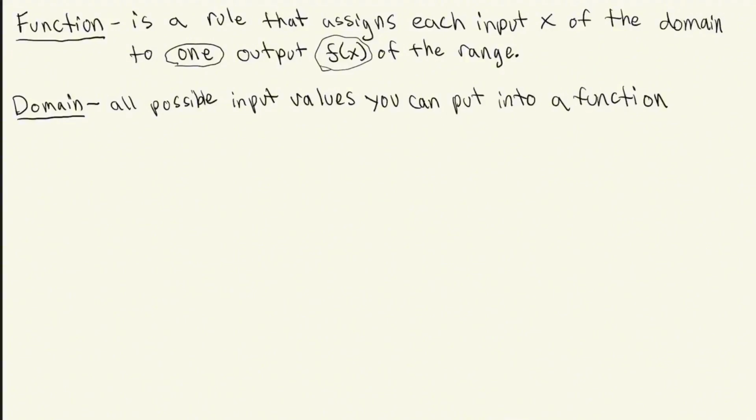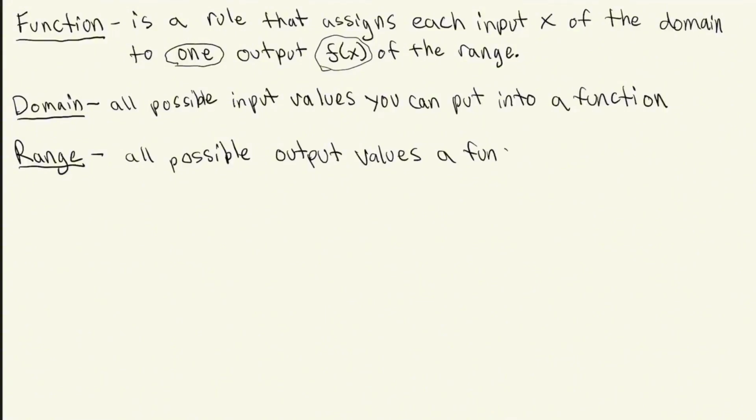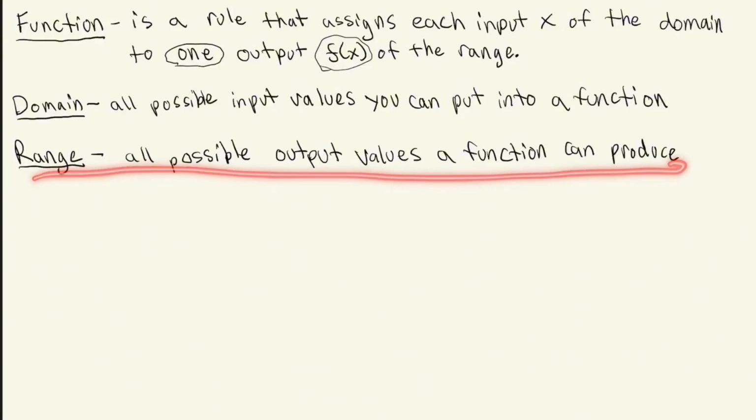And then finally, I should define range. The range is just all possible output values a function can produce. So to put this one simply, you take all the values in the domain, and you put them into that function, and the range is just simply all the possible values that that function can spit out.